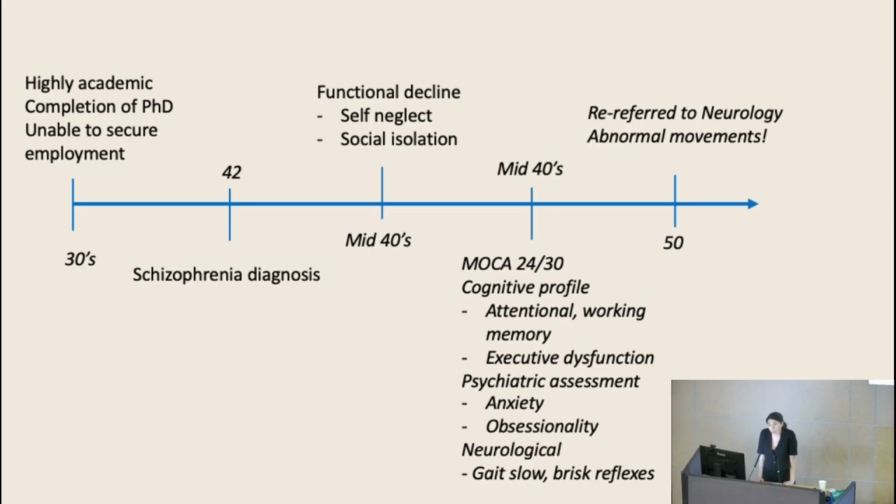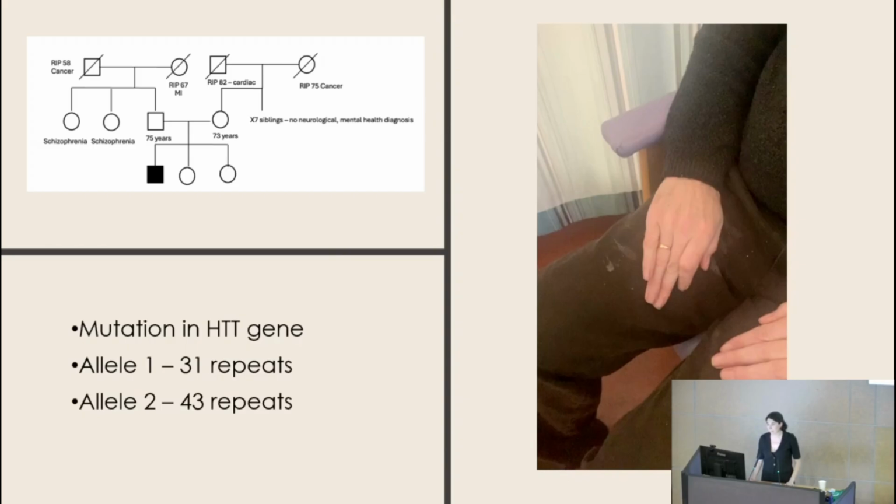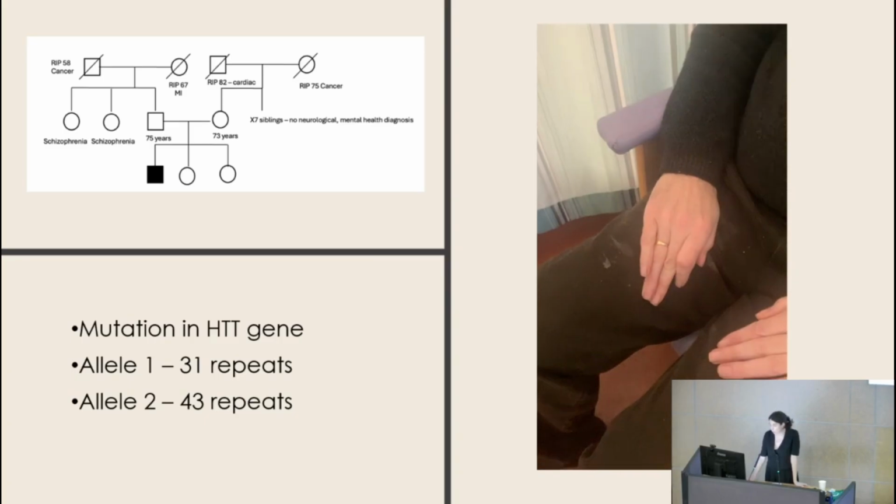Not until the age of 50 did he develop abnormal movements, where he was re-referred to neurology. His family tree showed that he was the eldest of 3 siblings. His 2 younger siblings were healthy. His parents were alive and well in their 70s. He had 2 paternal aunts with schizophrenia. Paternal grandparents died relatively young, in their 50s and 60s, of medical illness, and on his mother's side there was no history of neurological or mental health diagnoses, with maternal grandparents dying in their 70s and 80s of medical illness.